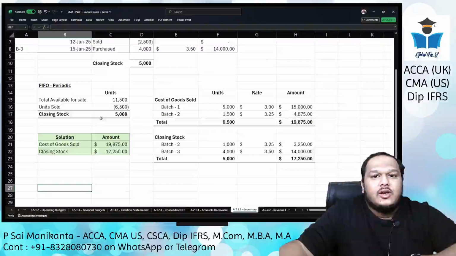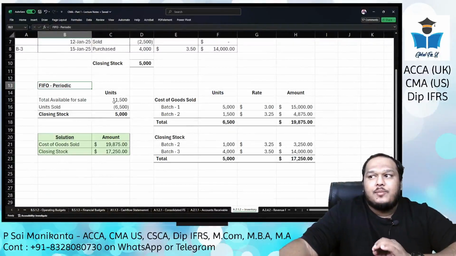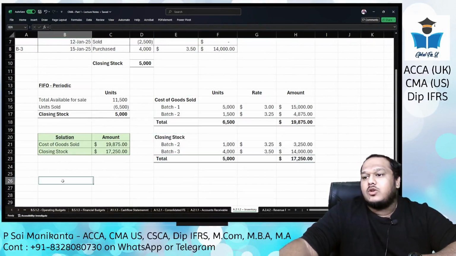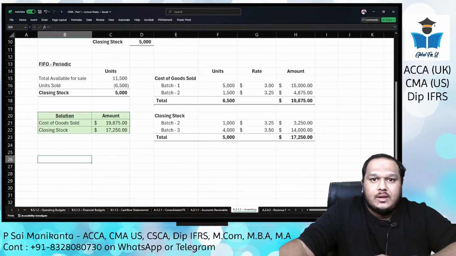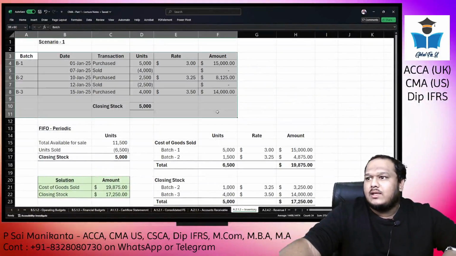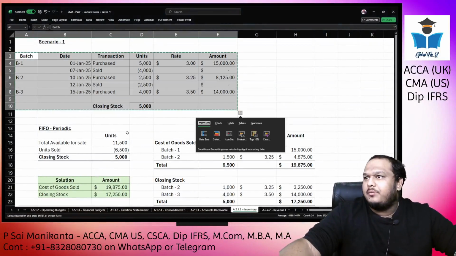So sir, FIFO periodic is fine enough. So at the end of the period, we calculate total cost of goods sold and total closing stock. So now let's do FIFO perpetual. Okay. So for that, what I'll do is I'll take the same table.